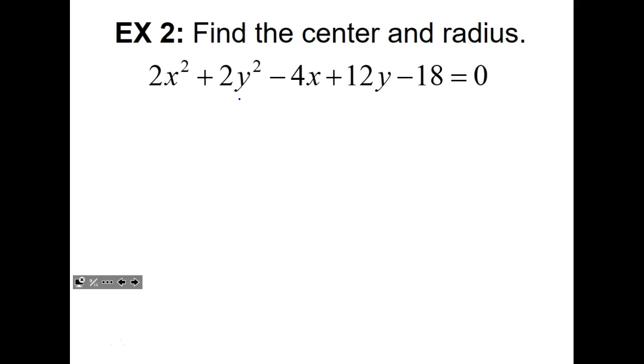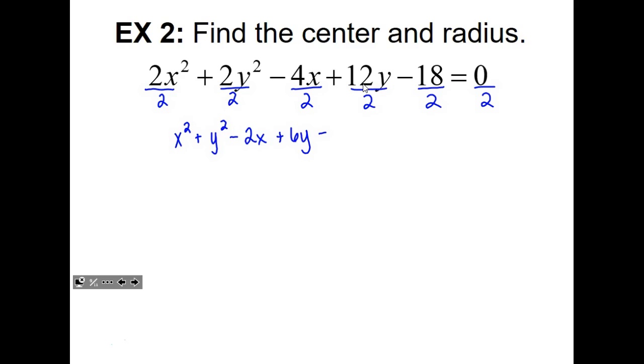But the way we solve it is going to be a little different because when I complete the square, I don't really want to have a number in front of my x squared or my y squared. In this case, since they're the same, I can take that 2 and divide the whole entire equation on both sides of the equal sign by 2. So I will get x squared plus y squared minus 2x plus 6y minus 9 equals 0.